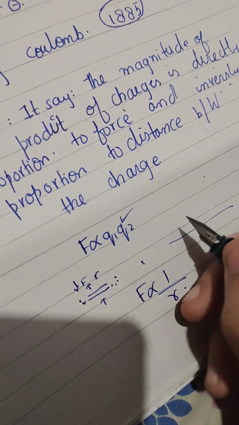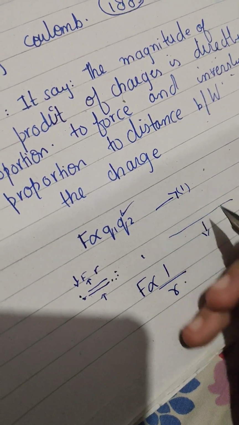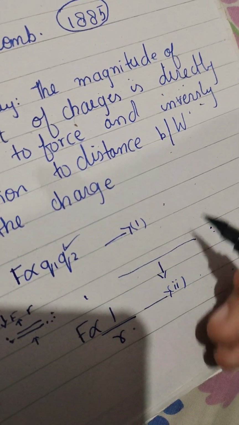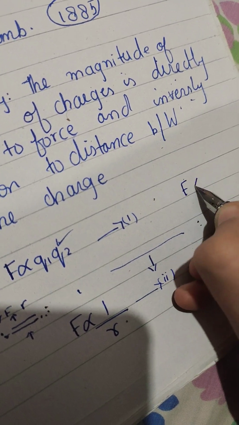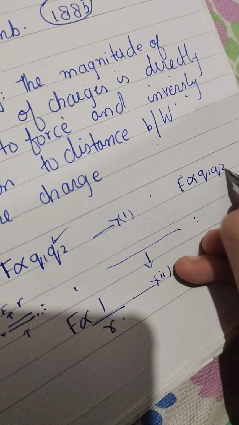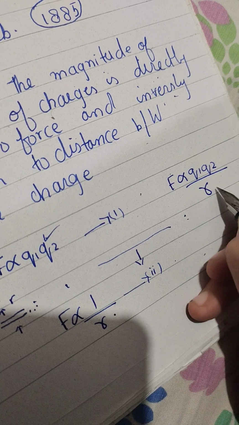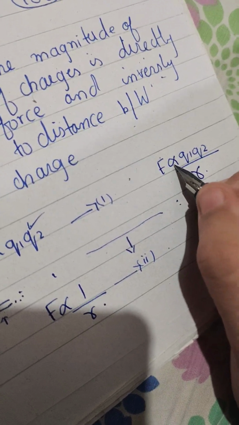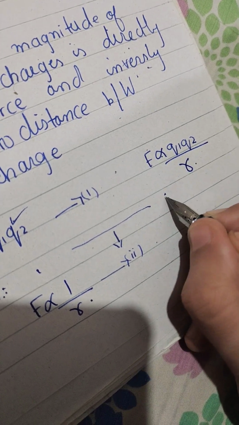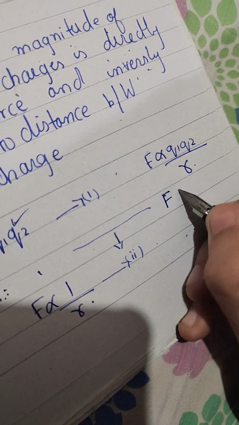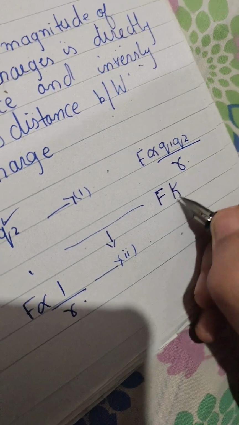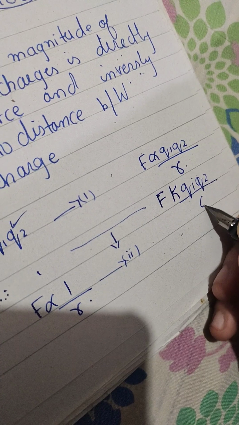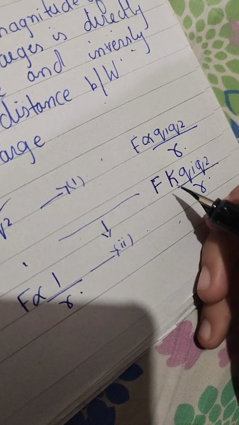This is equation 1 and this is equation number 2, as you can see. Now if I combine these two equations, F is directly proportional to Q1 and Q2 and inversely proportional to the distance between the charges. If I remove the proportionality sign, a constant will come in, and that constant is named Coulomb's constant, and it has a value as well. We'll discuss that in another video.